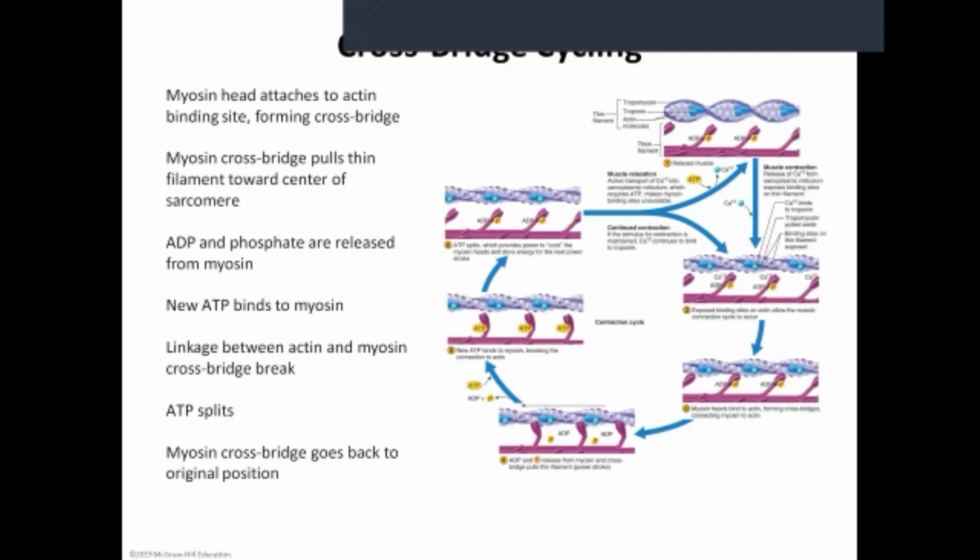And then again, we can see that that ATP molecule has now been hydrolyzed. And then we release that ADP and that phosphate from myosin so that a new ATP molecule can actually bind on there. And when you bind a new ATP molecule, it breaks that link between actin and myosin. Now, when that breaking takes place, you're going to see that that ATP molecule is split. And then you'll have that sort of power cock back of the myosin head to allow for that store of energy for the next stroke. And then that myosin cross bridge again goes back to that original position.